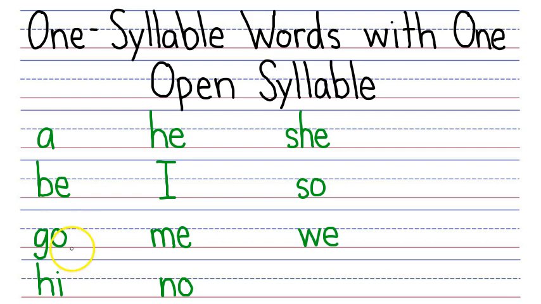This ends with O that makes a long O sound, O. So the G says G and the O says O, go. This ends with I, which makes a long I sound, I. The H says h, the I says I, hi, and so on.